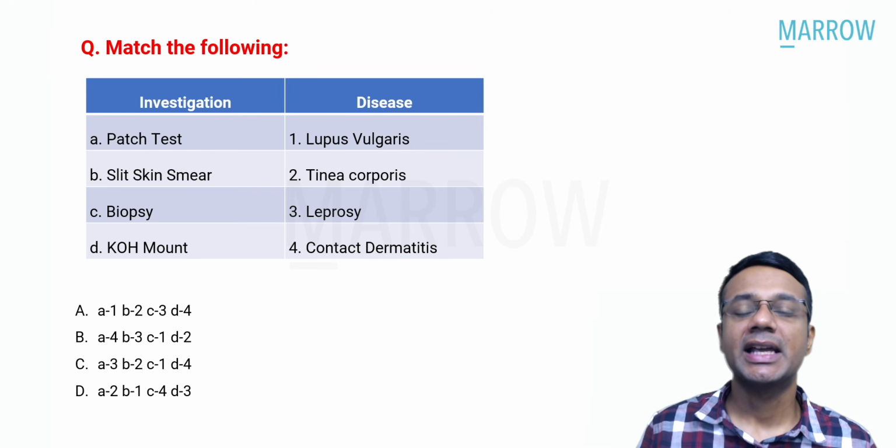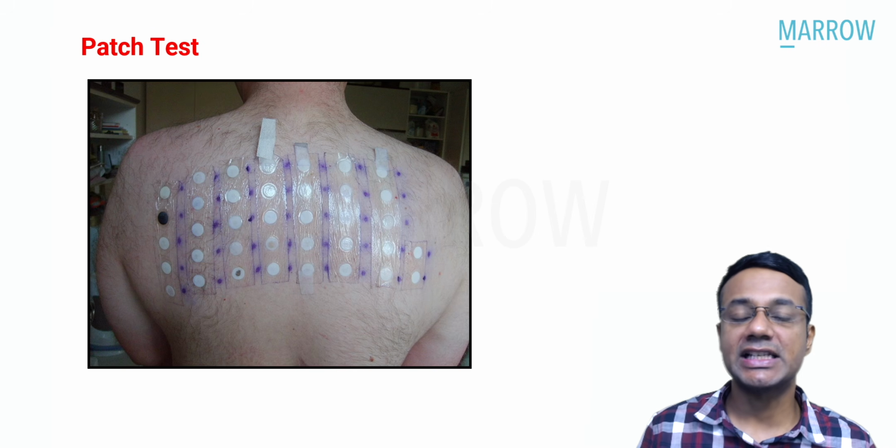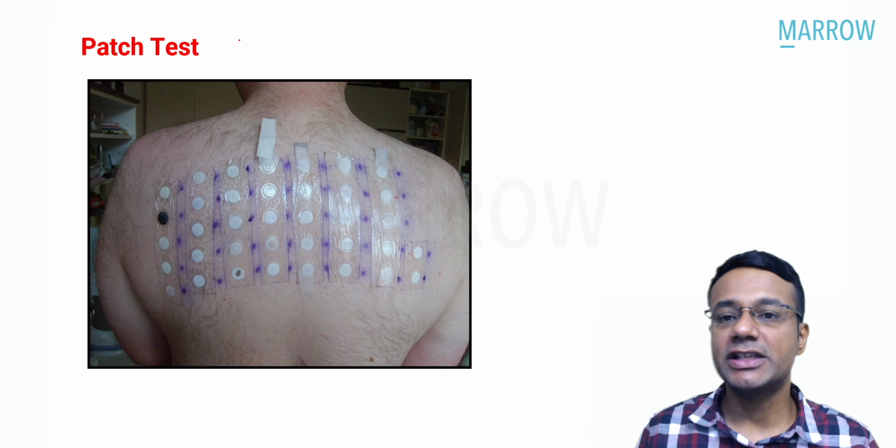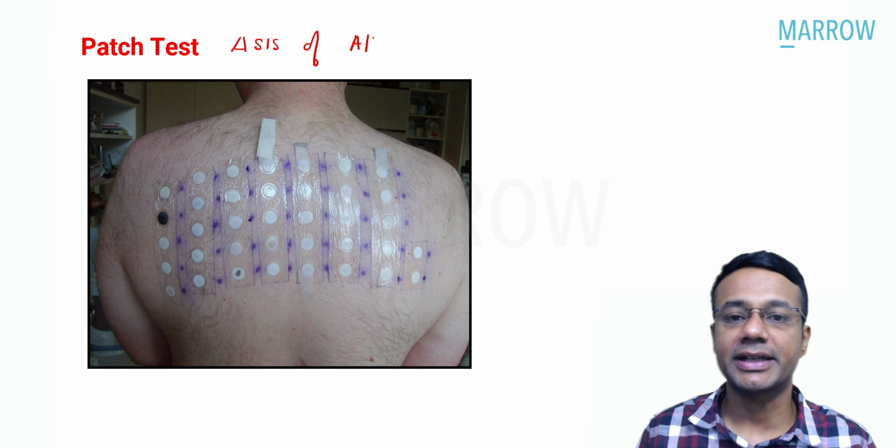Question number 1. Match the following with various investigations and diseases. In the investigations, what are listed include patch test, slit skin smear, biopsy, potassium hydroxide mount, which are to be matched with lupus vulgaris, tinea corporis, leprosy, and contact dermatitis. Let's first look at patch test, which is used in the diagnosis of allergic contact dermatitis.